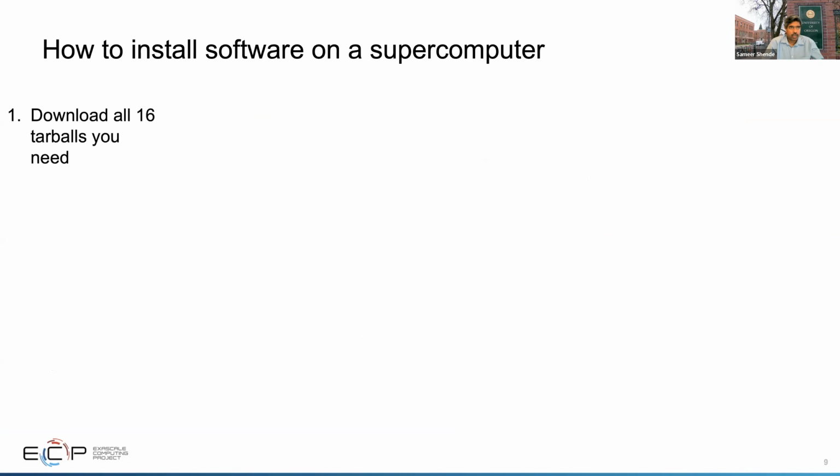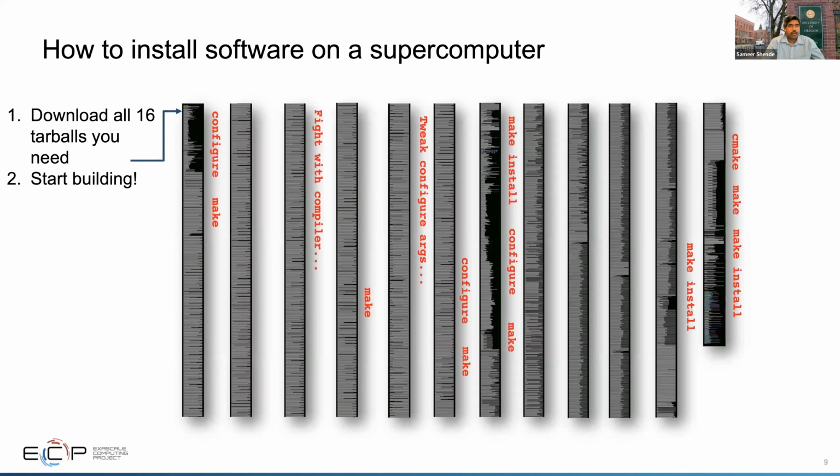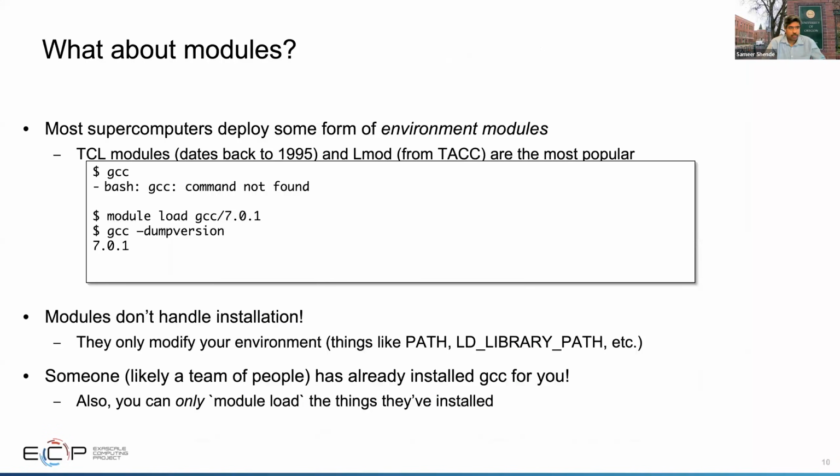And it's typically not easy to install software on a supercomputer, where you typically install all the different packages that you need for your application. And then you just fight. You just fight with your configure scripts, your makefiles, tweak the arguments, and somehow you get all 16 packages built. And when you try to run the code, it can seg fault and you start all over again. So there has to be a better way to do this.